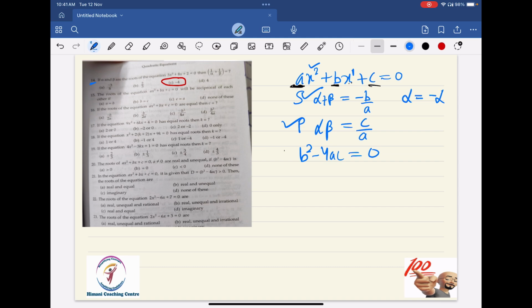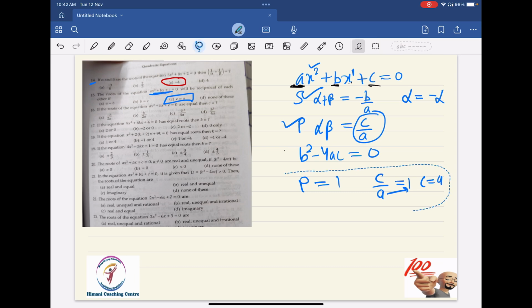Now let us look at the next question. It says the roots of the equation ax square plus bx plus c will be reciprocal of each other if. Now, if they are reciprocal of each other, product should be equal to 1. Okay. And if product is 1, that means c by a should be equal to 1 because product is equal to c by a. So that means c equals a. So it's a simple question, but application of thought. This is a thought process question.